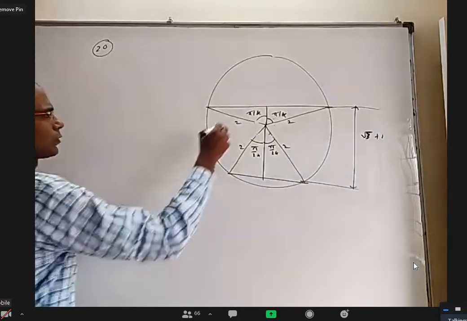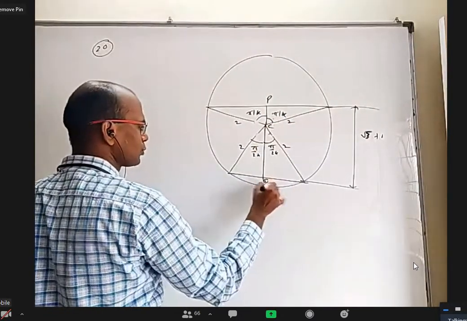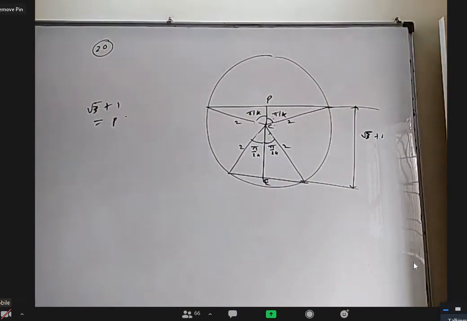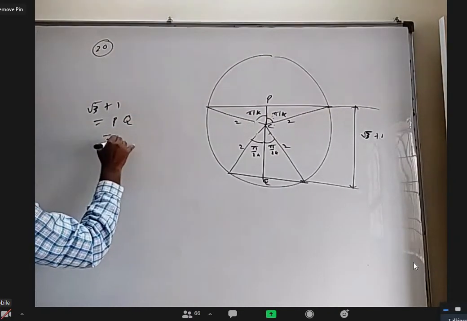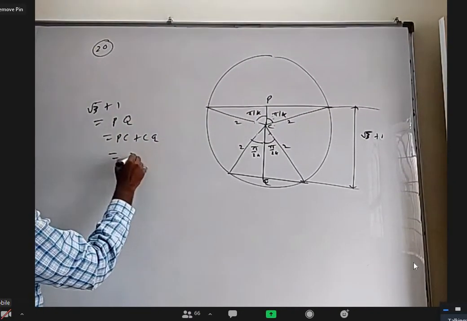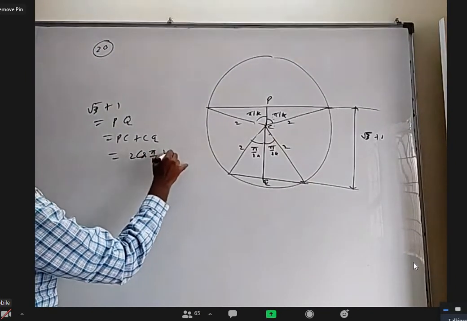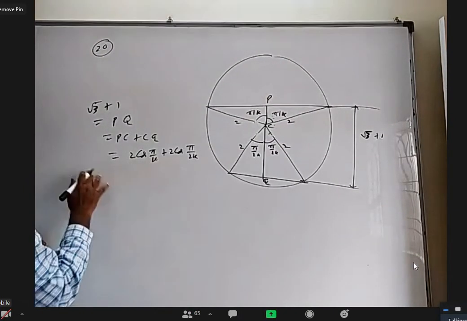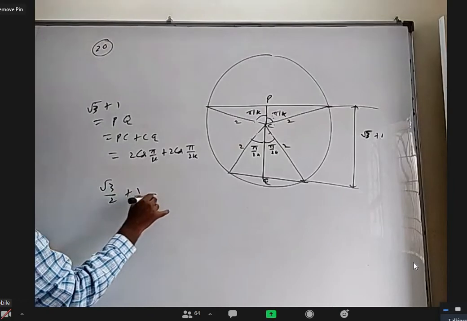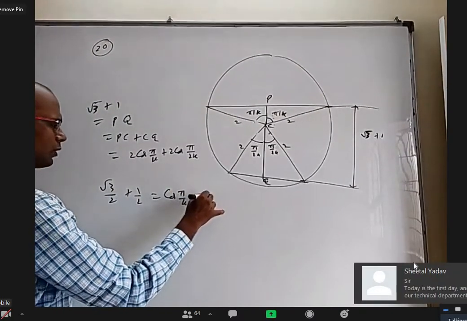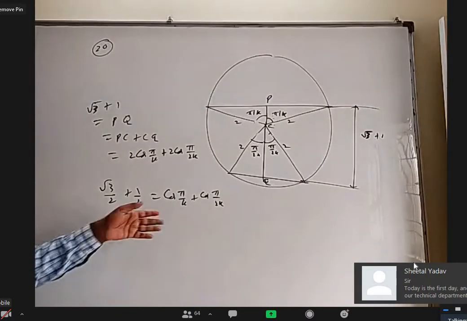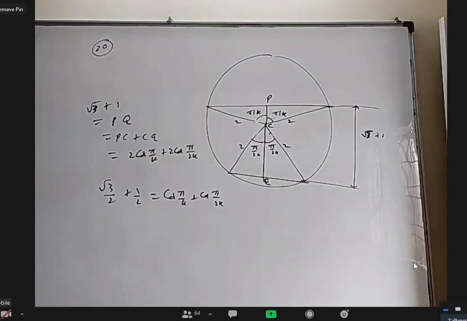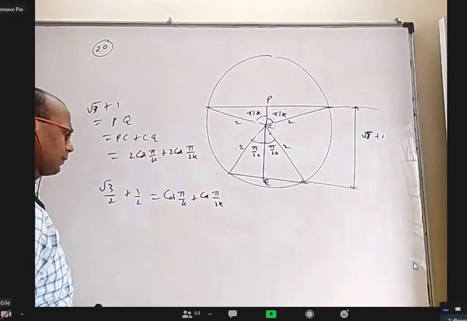Add them. So this is PCQ. Root 3 plus 1 is PQ, that is PC plus CQ. This is 2 cos pi by k and this is 2 cos pi by 2k. You can divide by 2 and somewhat guess what they are. Root 3 by 2 plus 1 by 2 is cos pi by k plus cos pi by 2k. I think you can easily guess one of them must be 30 and one of them must be 60. So the greater angle should be 60.